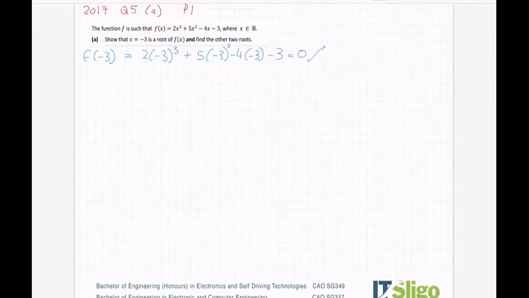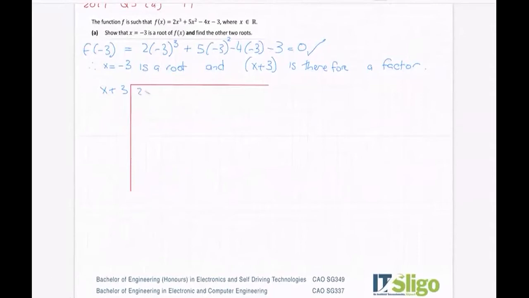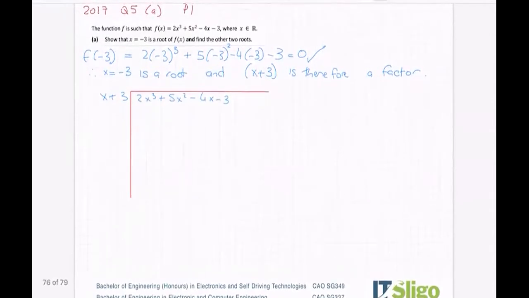Okay, so if it's a root, it solves it, or in other words, it's equal to 0. So therefore x is equal to minus 3 is a root, and x plus 3 is therefore a factor. Okay, why is that important? Well, it's the factor that you long divide into your equation, 2x cubed plus 5x squared minus 4x minus 3. And when you divide in this term here, you'll get a quadratic up the top that contains your other two factors. Okay, let's long divide it in.